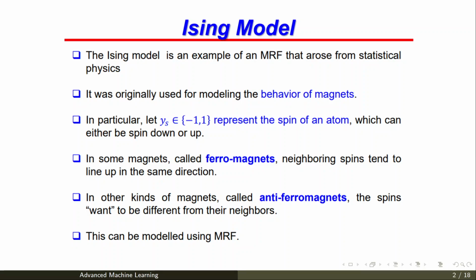So the variables here are binary variables, which represent maybe positive one or negative one. You can think of this as spin up or spin down of the atom. When neighboring spins are in the same direction, they are called ferromagnets. When they try to align in opposite directions, then they are called antiferromagnets.